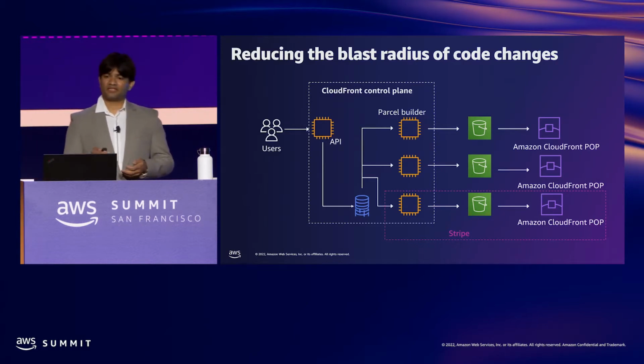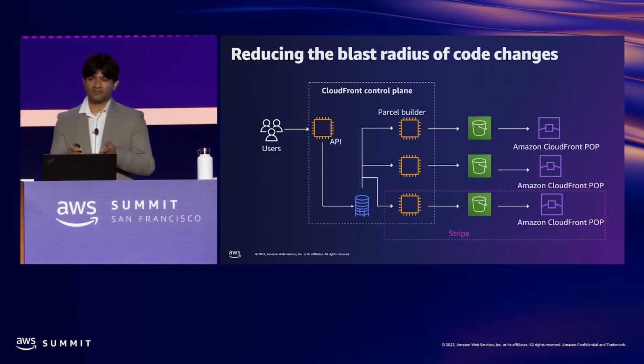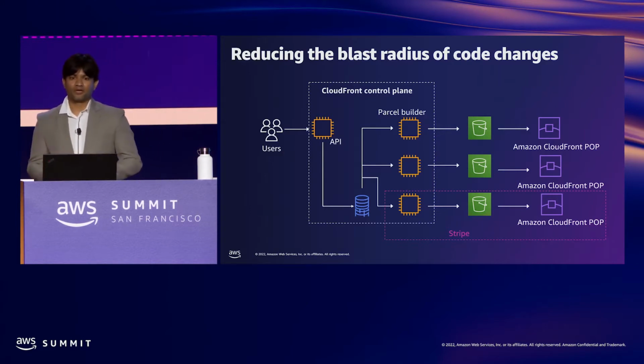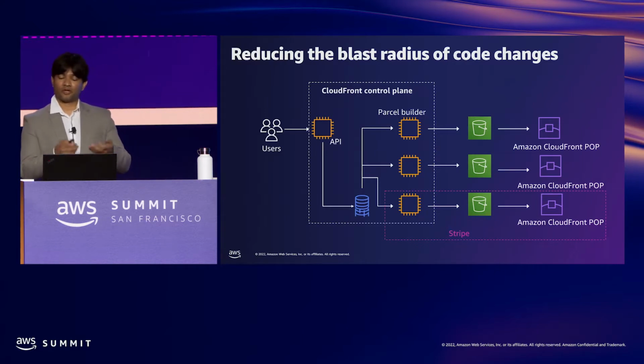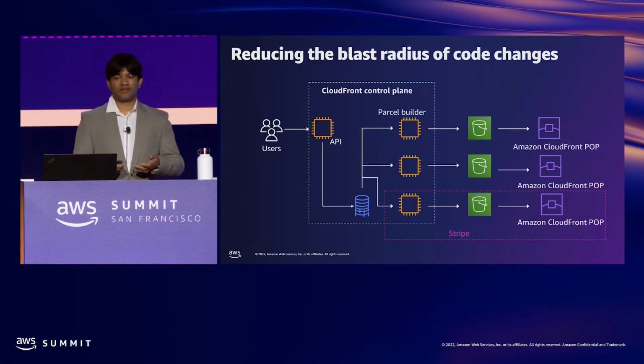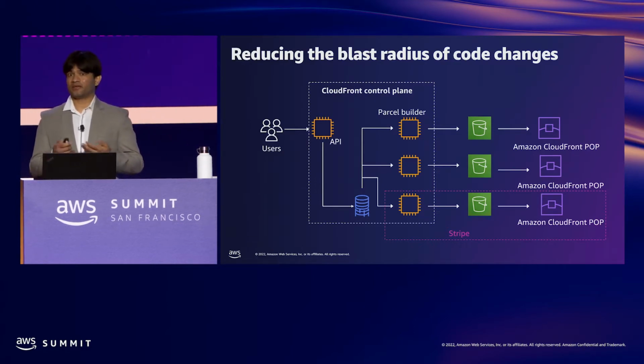So when the changes are being deployed, say you have this one parcel builder, you have one S3 bucket, and a small number of POPs. So if ever there's an issue, you just take out that small number of POPs or small subset of POPs out of service, which is transparent from an end user's perspective, and the customer experience remains uninterrupted.